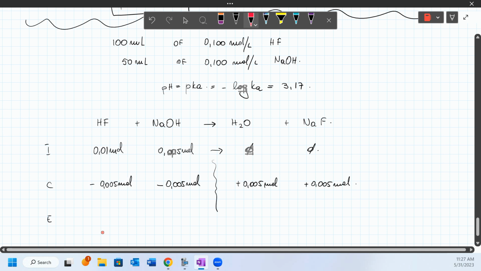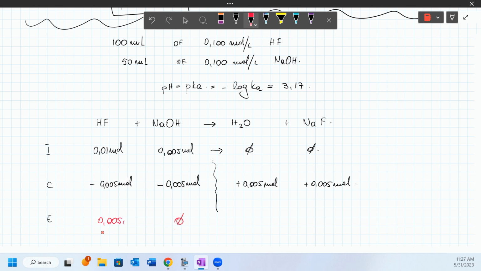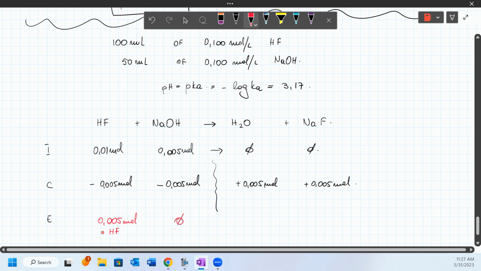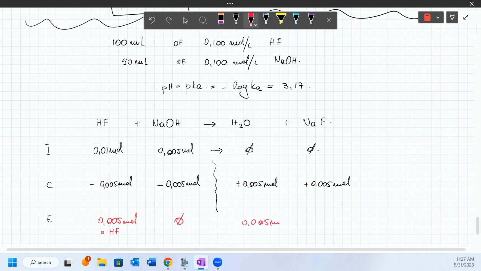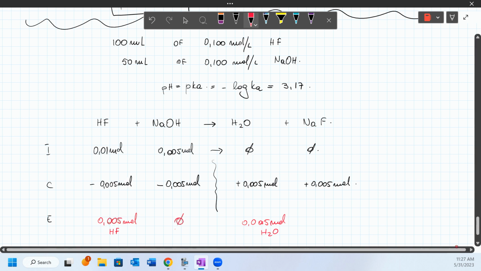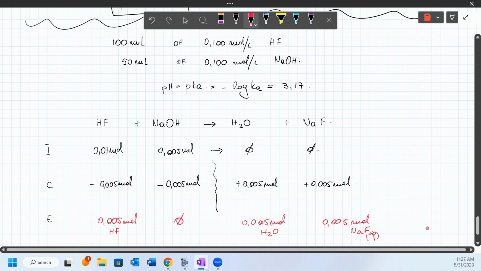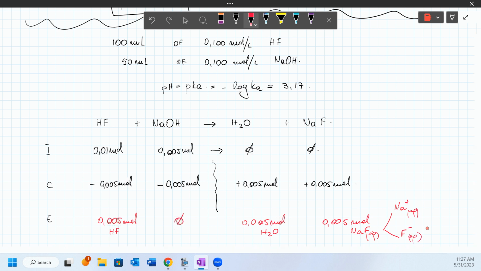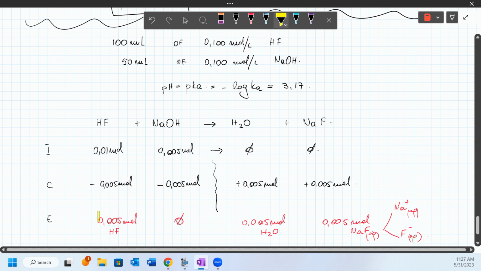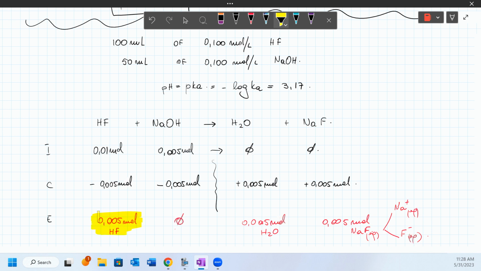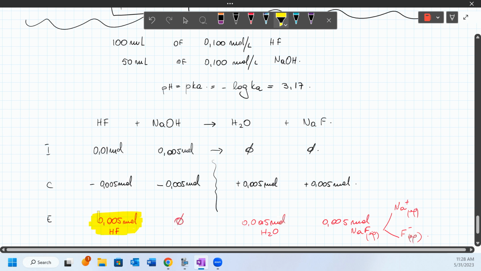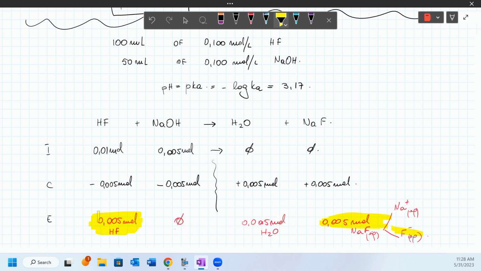And now at the equilibrium, what you will have is 0 for the strong base, because it is all used up, and 0.005 moles for the weak acid. Yes, so we will have 0.05 moles of water, which doesn't affect the pH, and we will have 0.05 moles of NaF, which in aqueous solution is actually Na+ and F-. So you see here that at the equilibrium, you have 0.05 weak acid and 0.05 its conjugate base.